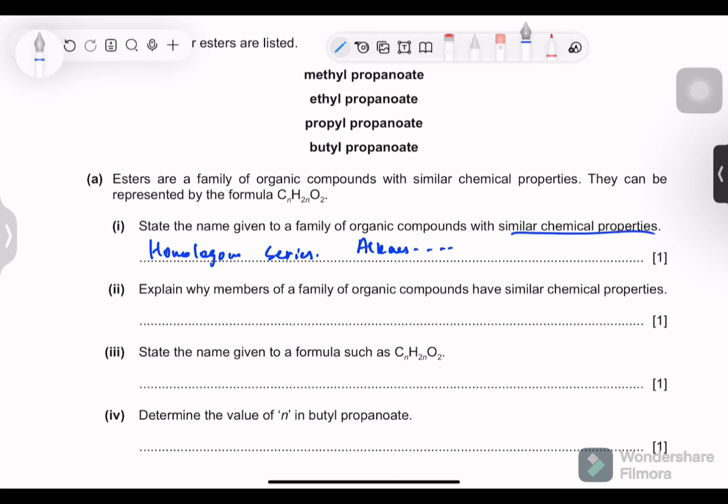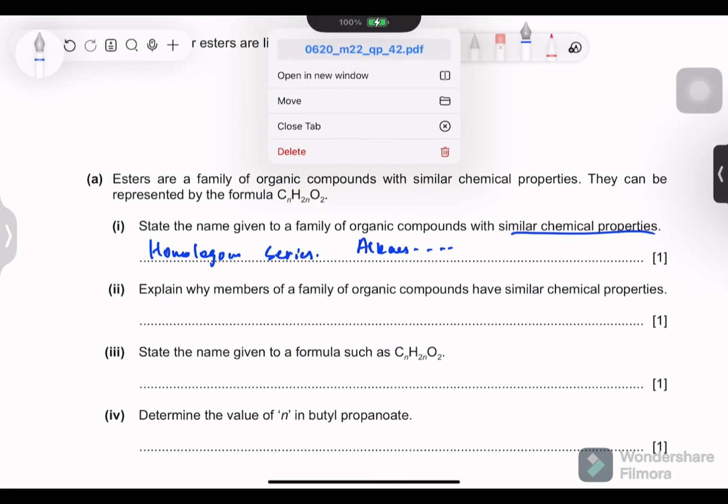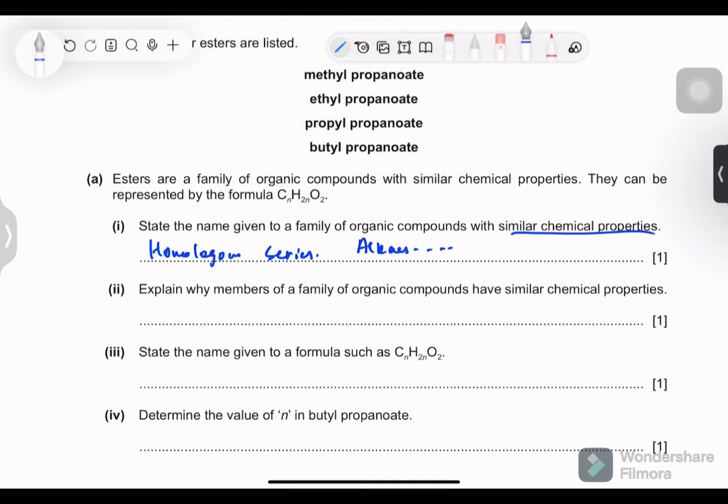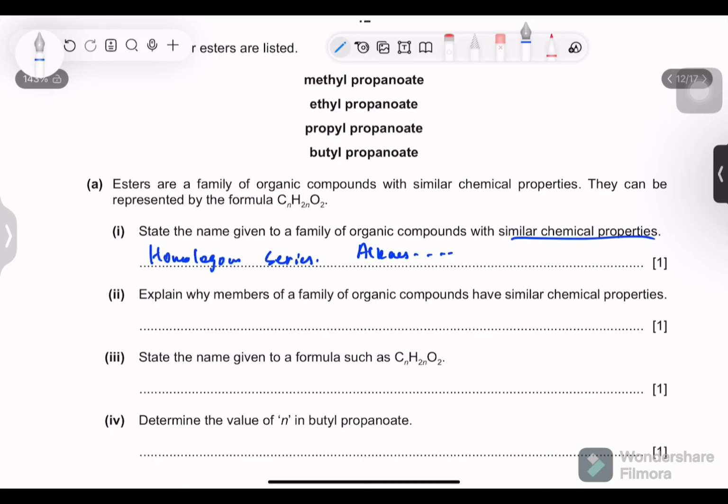Next, explain why members of a family of organic compounds have similar chemical properties. We just discussed that in a homologous series, all the members have the same functional group, which is the reason for their similar chemical properties. As the name itself suggests, functional group is what functions in the compound.